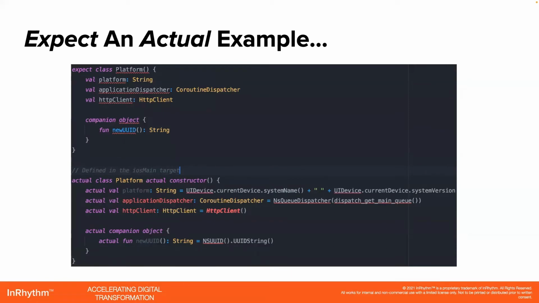So down below is the actual class, which would clearly be in a different file defined in your iOS main target of your KMM library. But in there, you would import NSFoundation, NSUUID. You would import UIKit to get the current device's system name and version. And then of course, Darwin to get dispatch queue and everything. I've left some stuff out of here just for brevity.